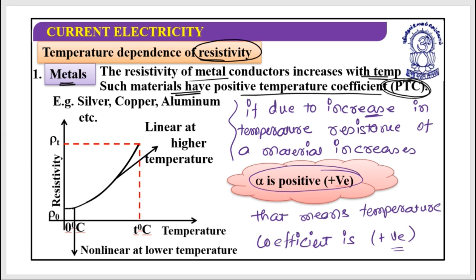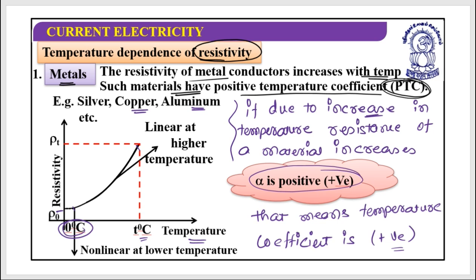Then we can say that it is having a negative temperature coefficient, such as the case with copper, aluminum, and so on. So let's have a graph. This is the graph for the resistivity versus the temperature. If you observe this carefully, we can divide this into two sections. At lower temperature, near 0 degree Celsius, it is non-linear, and as soon as the temperature increases, it is somehow linear at the higher temperature.